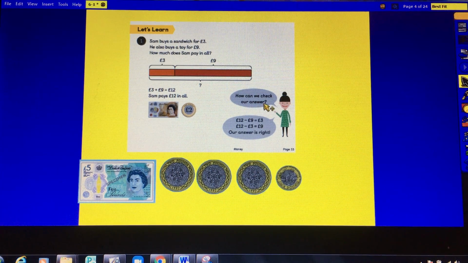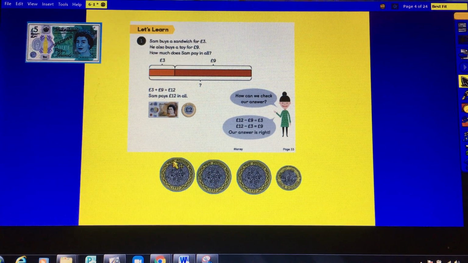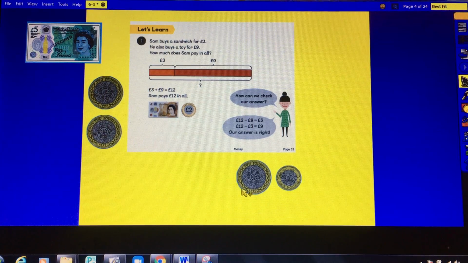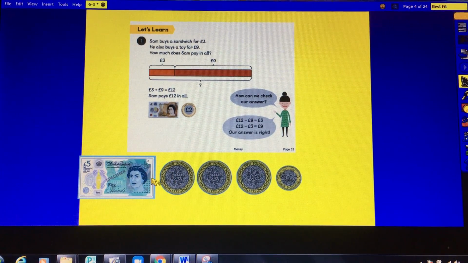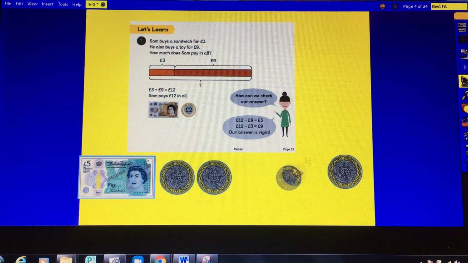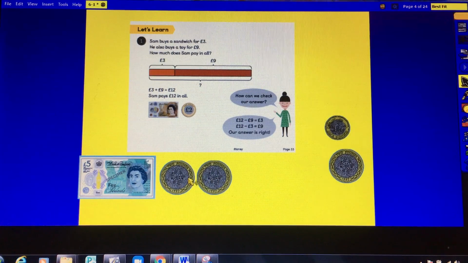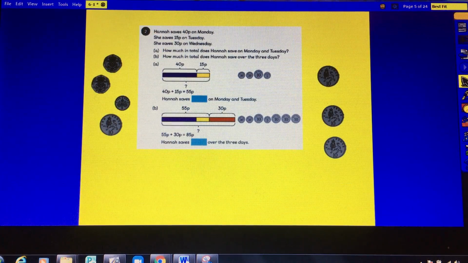And then we'll ask, how can we check our answer? Well, we can use the inverse operation of subtraction to help us find out whether or not our answer is right. So if we start with the £12 and we take away £9, which was what the lorry cost, we should be left with our £3. Yay! And then we can also check using another subtraction. We could take away the £3 that Sam pays for his sandwich, and we're left with £9. So yes, we know our answer is right.